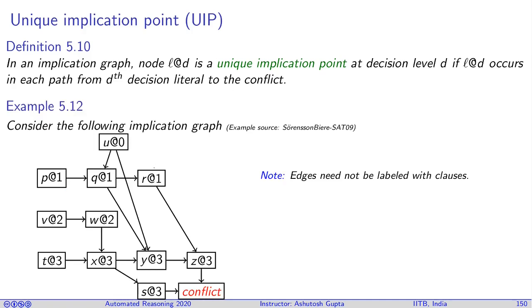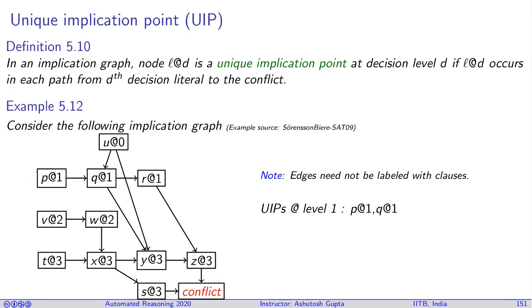In this graph, I have dropped the clauses, and just by looking at the implication graph, you can reconstruct which node is due to which clause. So it's not that difficult to see. So let's start assigning implication points at level 1. What are the implication points at level 1?